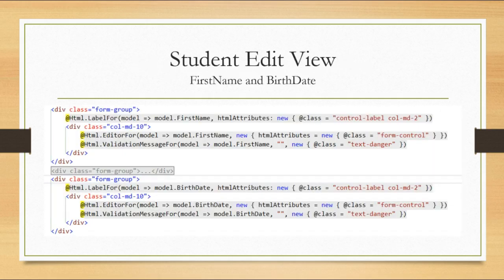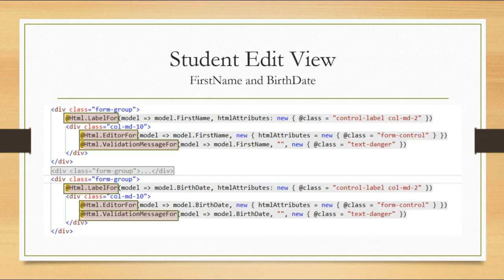Let's look at the student edit view. So we have a view called edit, and there's several properties in this view. I'm going to show you two of these. The first is, notice we have several helpers in here. We have label for, we have editor for, and we have validation message for. We have three different HTML helpers in here. Notice these are all strongly typed.